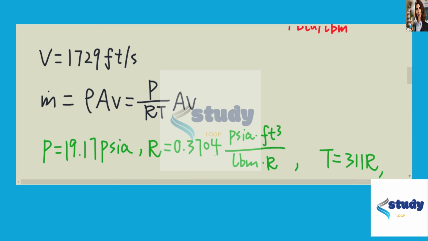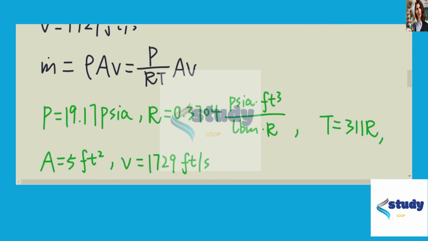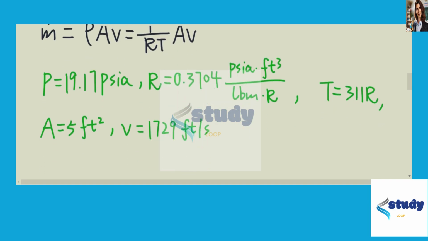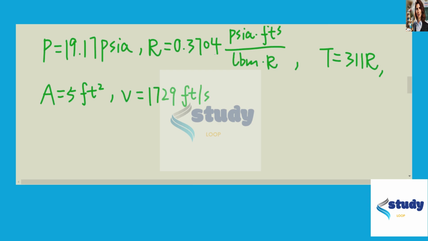So now we can determine the mass flow rate. The mass flow rate is equal to density times the area times the velocity, which is equal to P over RT times A times V. We know the pressure at the test section, and the gas constant for the air can also be expressed as 0.37404 psia times feet cubed per pound mass times Rankine. We know the temperature is 311 Rankine, the area is given as 5 feet squared, and the velocity is 1729 feet per second.